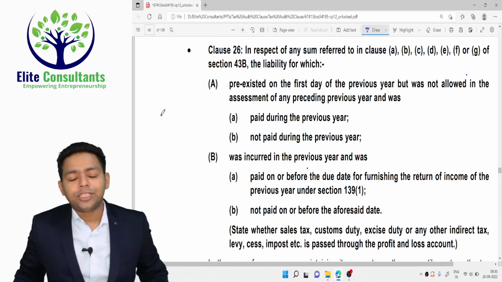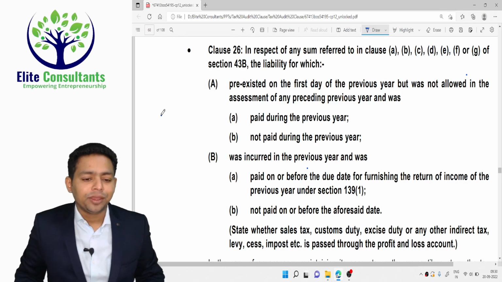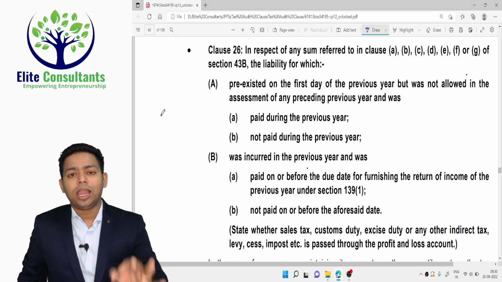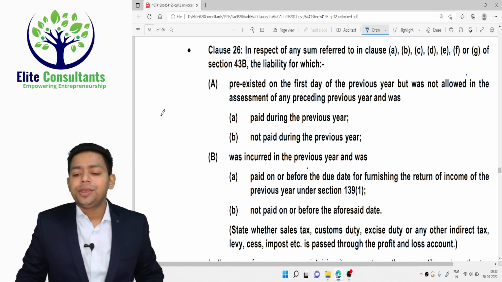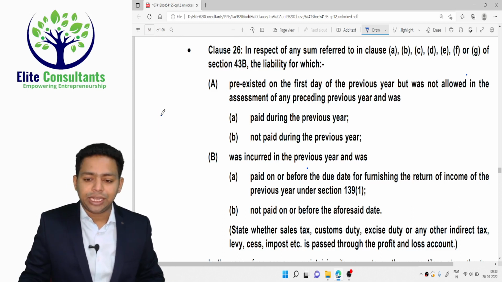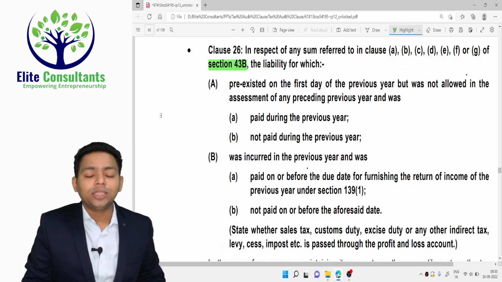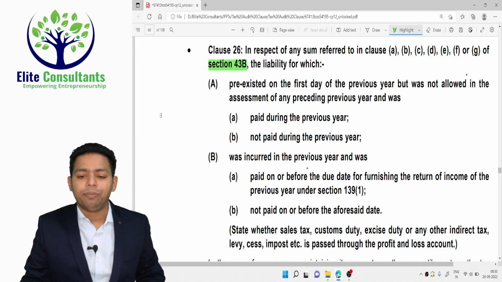Namaskaram. So next is clause number 26 under Form 3CD, which talks about section 43B disallowability as well as allowability under section 43B. Section 43B, my dear friends, is an override. This particular section overrides the concept of accrual or mercantile.